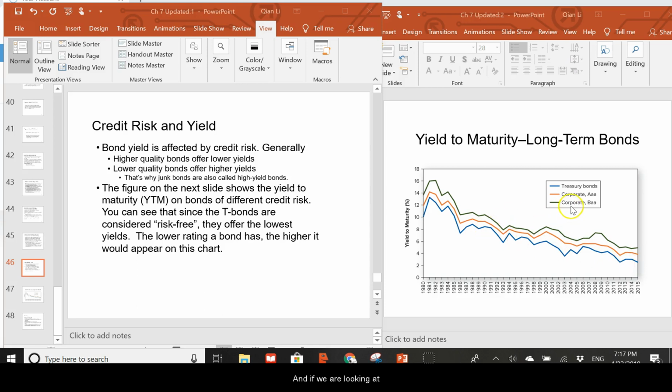Now, if we are looking at the BAA bond, which is okay, but still more risky than the AAA corporate bond or the treasury bonds, you see they have to offer higher return than the treasury bonds or the AAA bonds. Again, generally high risk, high return, low risk, low return in the bond market.